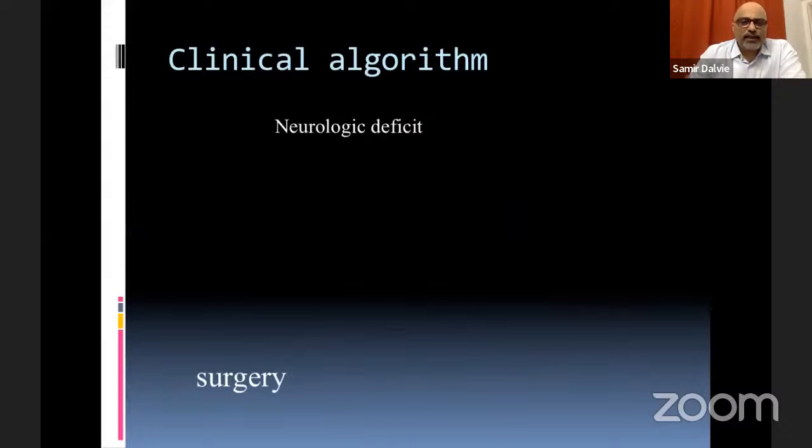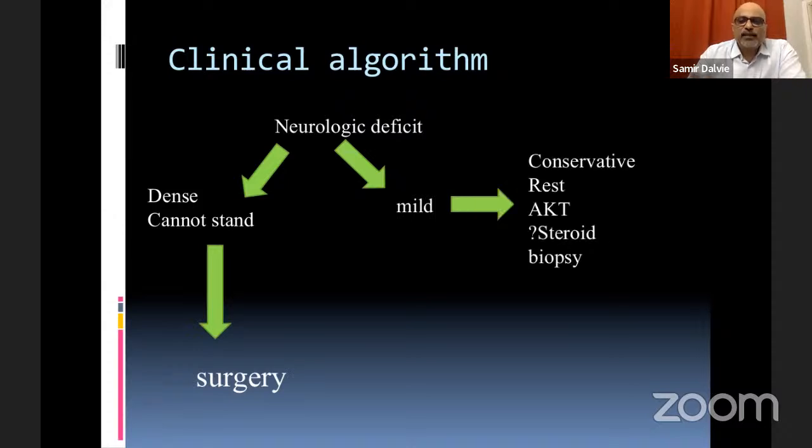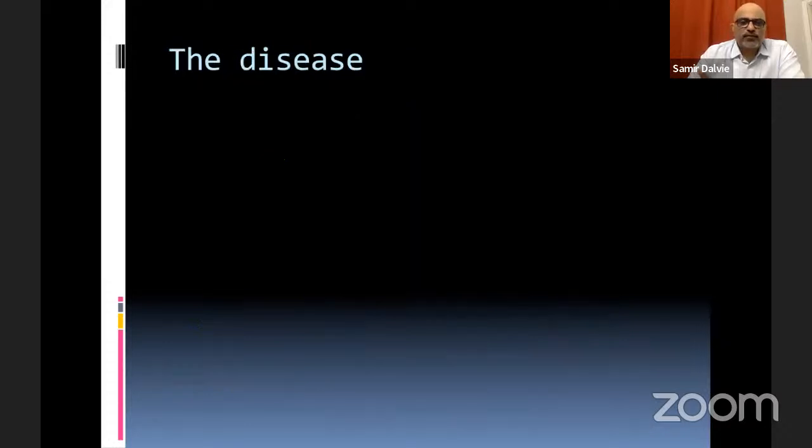So if you look at the clinical algorithm for a patient with neurological deficit leading to surgery, if the patient has a dense neurological deficit when he comes and he cannot stand, this patient has to go in for surgery. If the patient has a milder deficit, then this patient in the mid-path regimen goes for conservative treatment. And if there is no recovery, then the patient goes for surgery. If there is static or slow recovery, this patient may go for surgery. Or if the patient gets a deficit during treatment, this patient may go for surgery. But otherwise, these patients are treated conservatively in most of the cases.